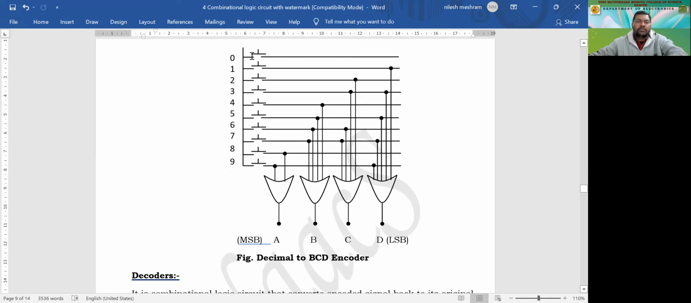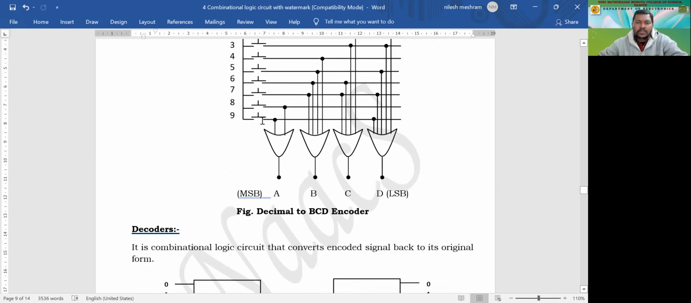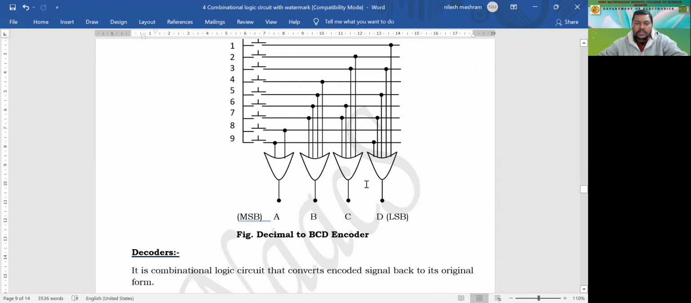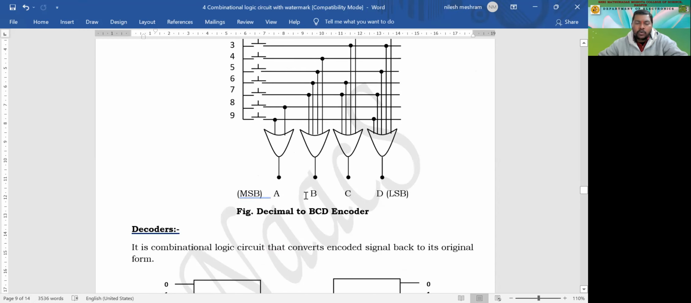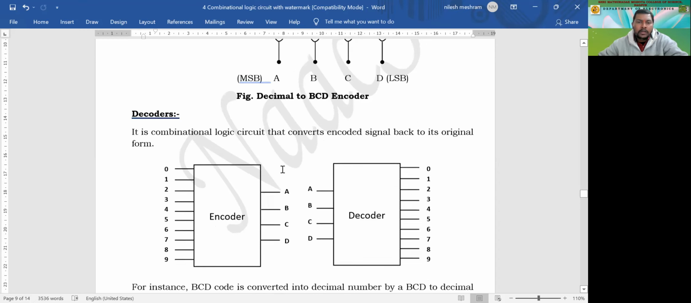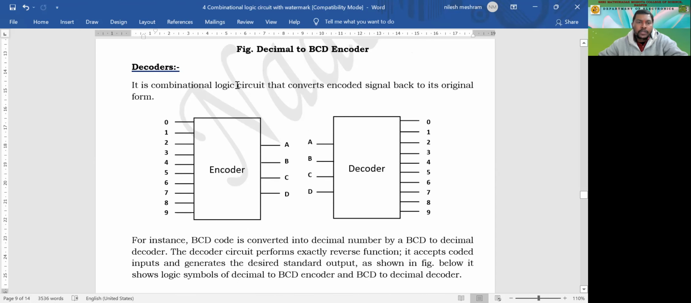So this is a system where we study how calculators also work, because a calculator is supposed to be a digital circuit, right? So this is the basic small circuit diagram which is used to code the decimal numbers into BCD codes. As you press the key, a code is generated in the form of binary. So this is called a decimal to BCD encoder. And similarly, we have decoders. Again, it is a combinational logic circuit that converts the encoded signal back to its original signal. Now, this is a block diagram of the encoder.